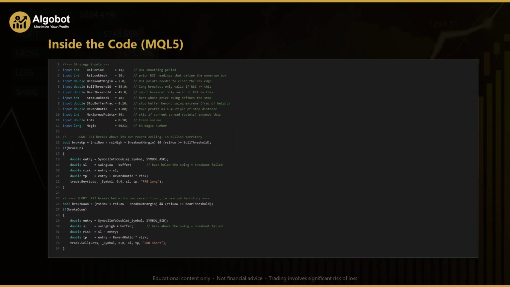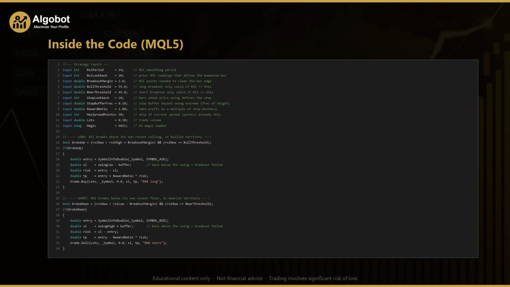For the long side, look at the Boolean called broke up. It's true only when the current RSI is greater than the box top plus the breakout margin, and the RSI is at or above the bull threshold. When both are true, the code reads the ask price as the entry, sets the stop just below the recent swing low minus a buffer, measures the risk as the distance between them, and places the take profit at the reward ratio times that risk above entry. Then it calls trade.buy with those stop and target levels.